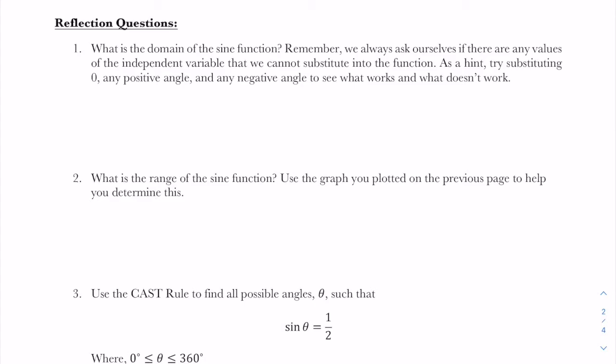But on the previous page, we saw that sine of 0 was 0. The sine of any positive angle will return a number. And maybe just to convince yourself that it works, try taking the sine of a negative angle. Like for example, let's say the sine of negative 30 degrees. Doing so, you'll get negative 0.5. And I hope this convinces you that all negative angles work, all positive angles work, and even 0 works. So therefore, the domain of the sine function is the set of all real numbers.